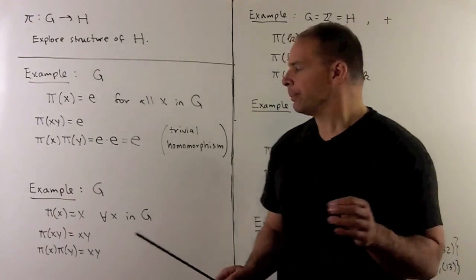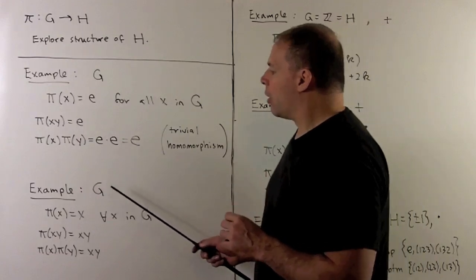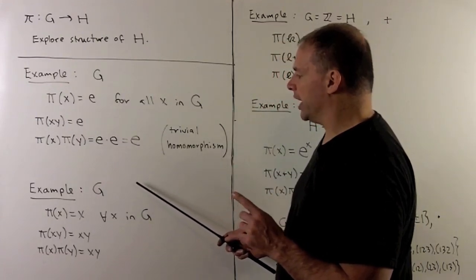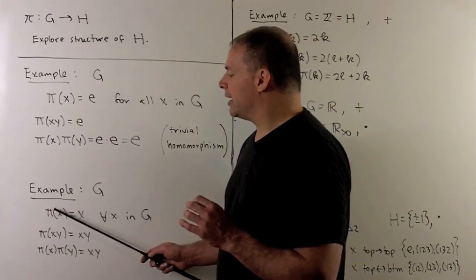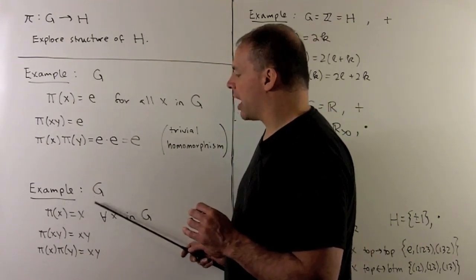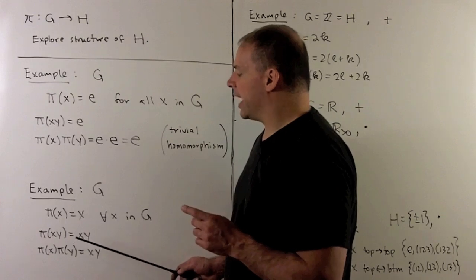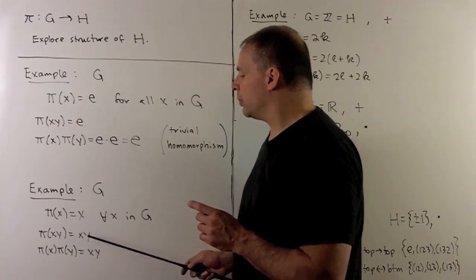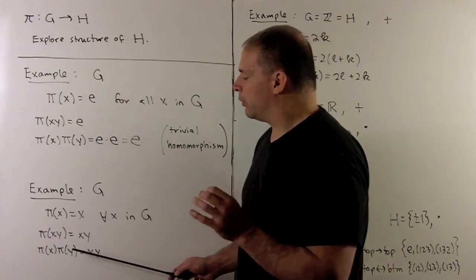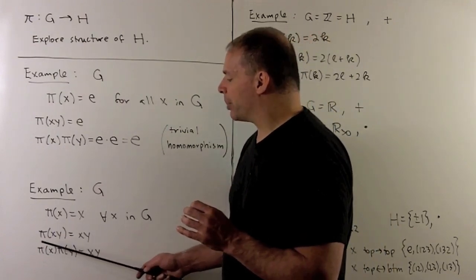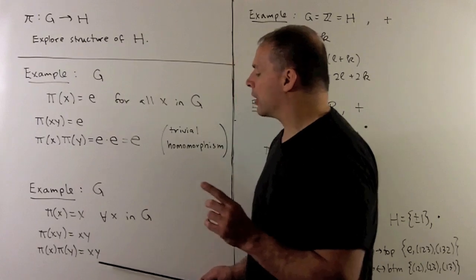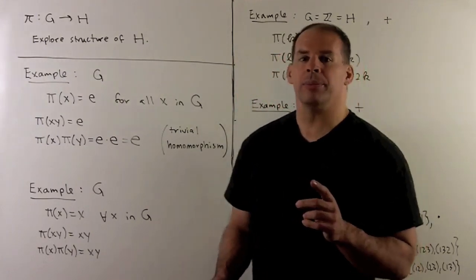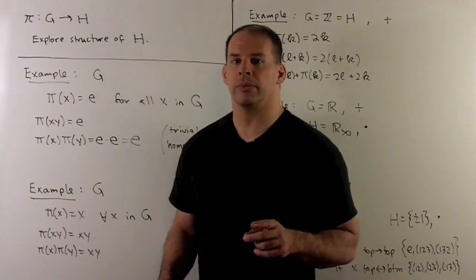At the other extreme, we could take a homomorphism from G back to itself. So here H is equal to G. We're just going to send each element x to itself. So in this case, whatever goes in comes out the same way. So if xy goes in, we get xy out. If we put x and y into pi and then multiply, out comes x times y. So these are equal. So again, it's a homomorphism.